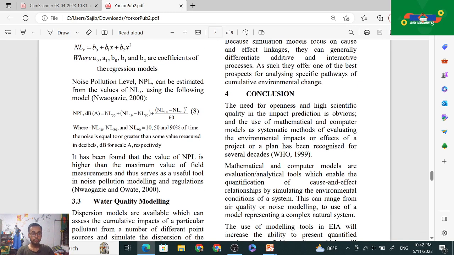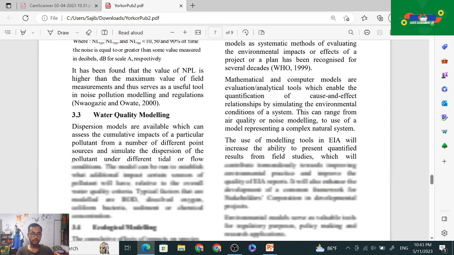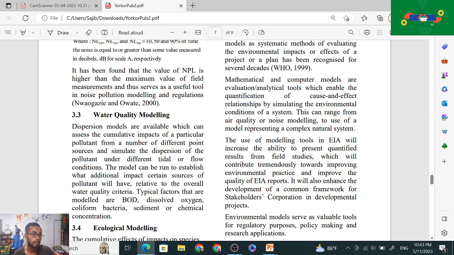Then noise pollution level NPL can be estimated from the values of NLX using the following model. এখানে একটা মডেল এখানে দেওয়া আছে, দেন তারপর এখানে নোটেশন গুলো মানে এখানে দেওয়া আছে। তো it has been found that the value of the NPL is higher than the maximum value of the field measurement and thus serves as a useful tool in the noise pollution modeling and the regulations.